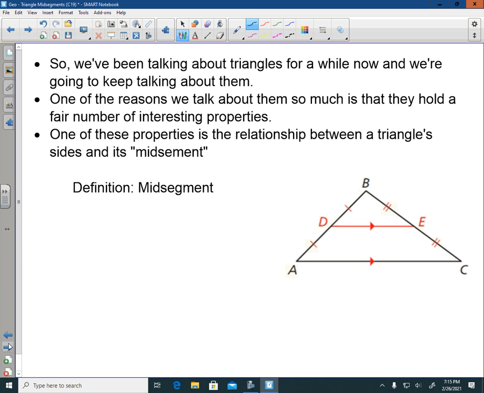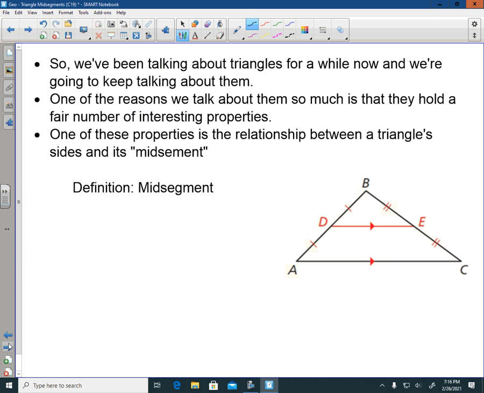One of the reasons why we talk about them so much is that they hold a fair number of interesting properties. Triangles have a lot going on, and much more than you'd expect. And so there's all kinds of stuff that can be revealed by the study of triangles. Also, triangles hold up the world. Bridges, buildings, bicycles, all of them have triangles involved. And so when you understand how triangles work, you can use them to make stuff, which is kind of cool.